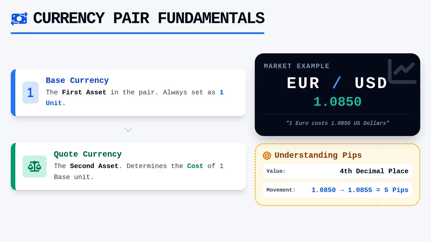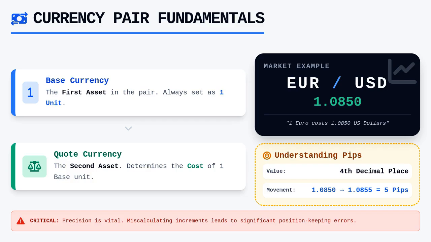When we discuss price movements, we use the term pip, which typically represents the 4th decimal place, or 1/100th of 1%. If the price moves from 1.0850 to 1.0855, the market has moved 5 pips. This convention allows for standardized communication among traders who are managing vast amounts of volume. Miscalculating these increments can lead to significant errors in position-keeping ledgers, so you must internalize these conventions as second nature.